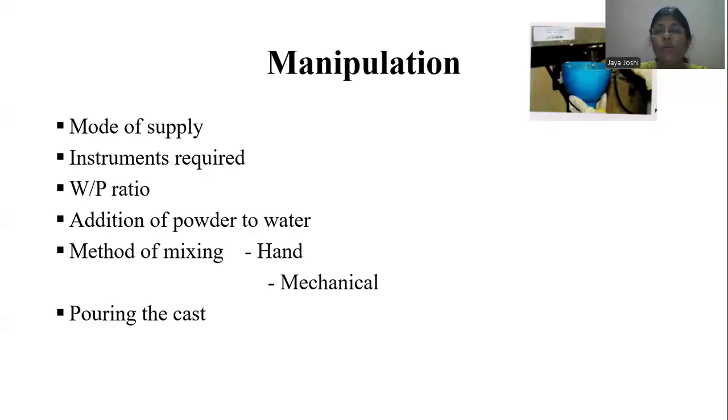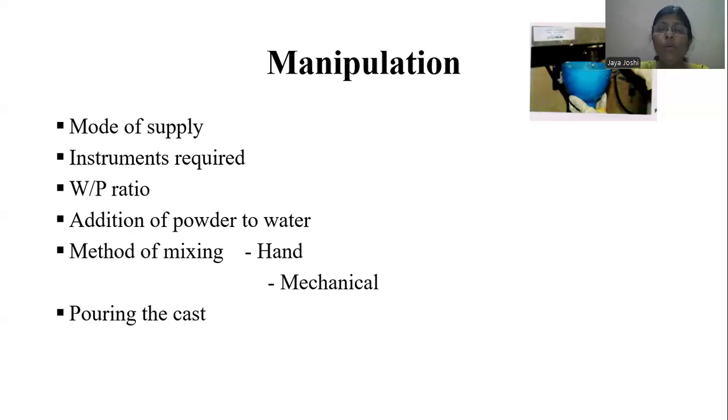Then water powder ratio. Water powder ratio is the ratio of water and powder. Now it differs from type 1 to type 5. As the particle size goes on decreasing, or as the particles become finer and finer, the amount of water required to mix the powder will become less and less. And this water powder ratio is specified by ADA from type 1 to type 5.